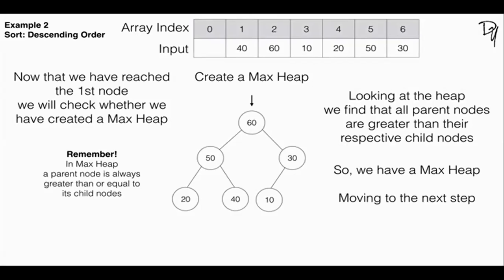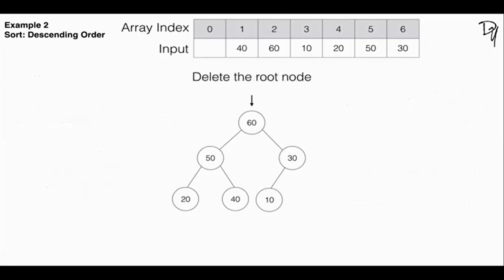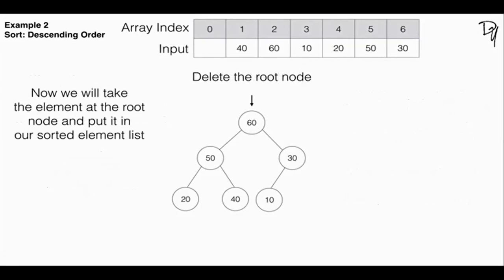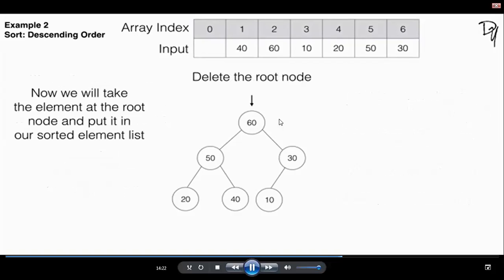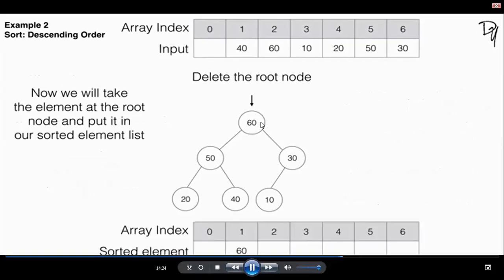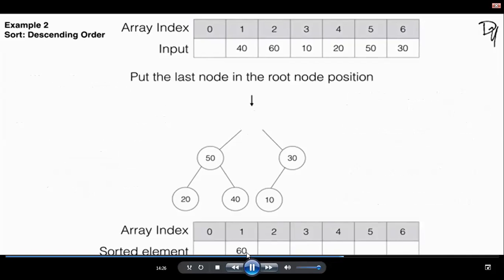So what is the next step? We have to delete the root node and we can place that root node into the sorted element list, right? Because we are doing descending order.